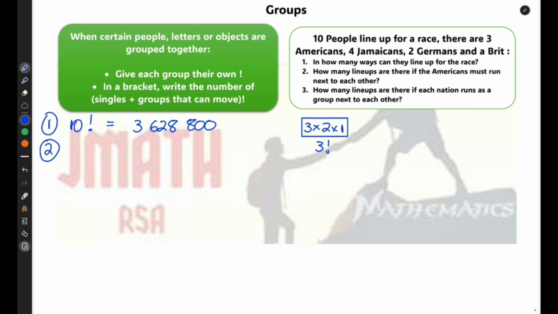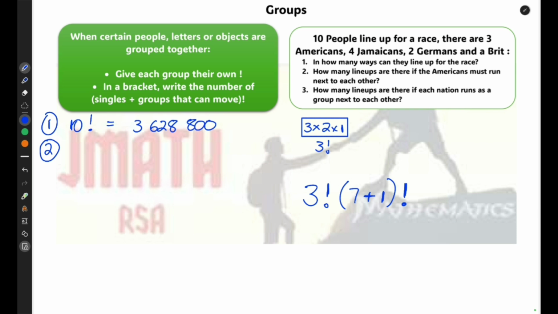How I'm going to do that is I'm going to check how many groups there are. In this question, there's only one group and it's the Americans. So I'm going to say that each group gets a factorial. Then I'm going to make a bracket and I'm going to write down how many singles. It's not single people if they're married or not. It's how many are not in a group but can also move. So there's 7 people that can still move around. I'm not giving them a factorial, I'm just saying 7. Plus, how many groups can also move around? The Americans, like I just showed you, can also move around. So there's 7 people and the group that can move around, and that gives me an 8.